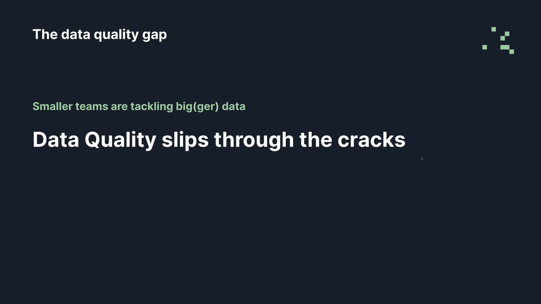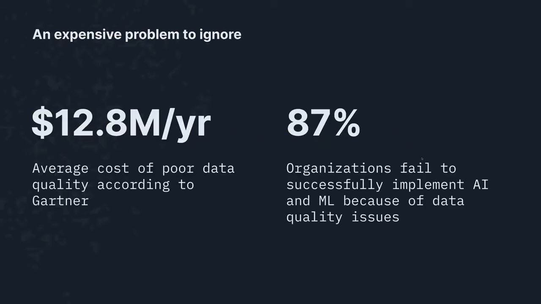Now, what does that mean for the business? Well, it turns into a very expensive problem to ignore. Gartner conducted a survey that estimated that data quality costs an average organization almost $13 million per year. And with machine learning and AI being very popular topics today, with a lot of teams moving towards building automated solutions that incorporate some form of machine learning, a lot of these projects aren't successful because of data quality issues. Surveys have found that about 87% of all organizations can't successfully implement an ML initiative simply due to data quality issues. This is where the phrase garbage in, garbage out really comes into play and where it comes from.